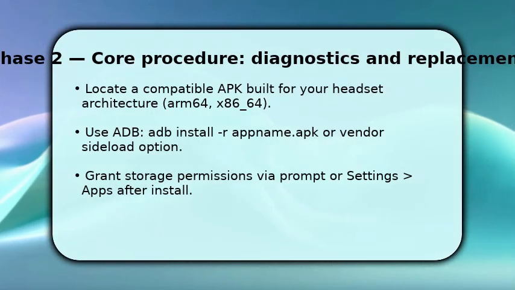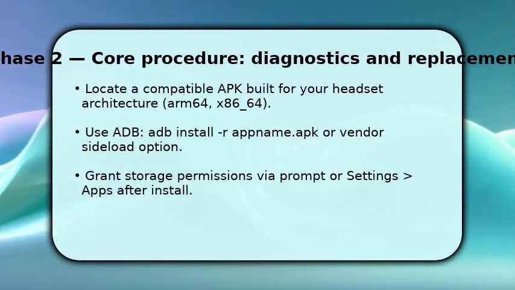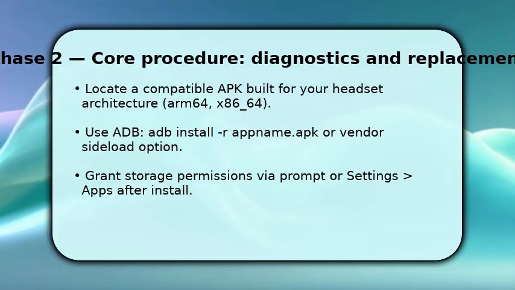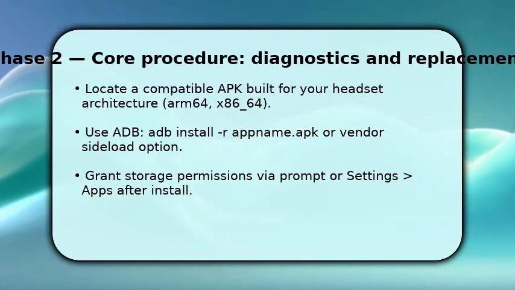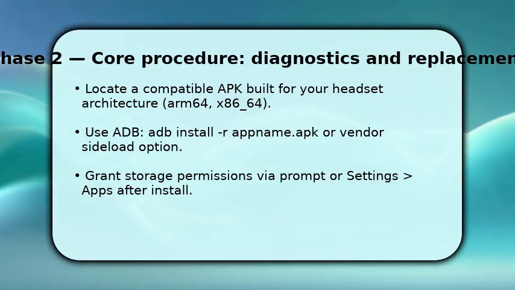Next, transfer and install the File Manager APK with ADB or the vendor tool. Choose the build that matches your headset CPU, because a mismatch won't run. Run adb install -r app-name.apk, accept any on-headset prompts, and then open the app to grant storage access.